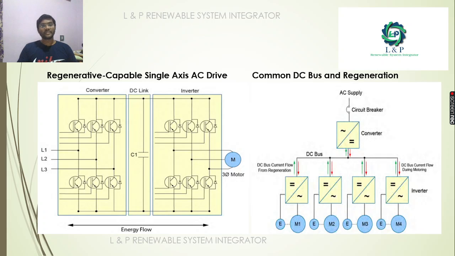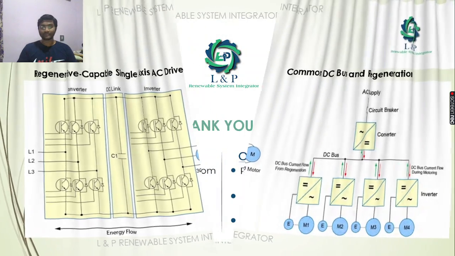These are some examples of a regenerative capable single axis AC drive, and this is a common DC bus, with the regeneration process flow directions. During the normal DC current flow, and during the regeneration, how it works. So both things you can see here.